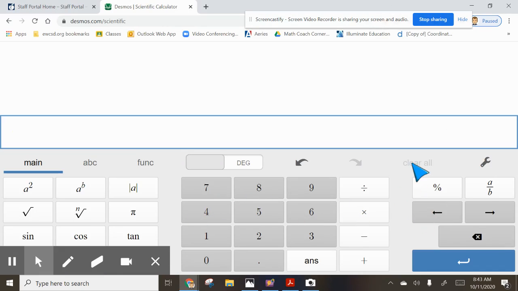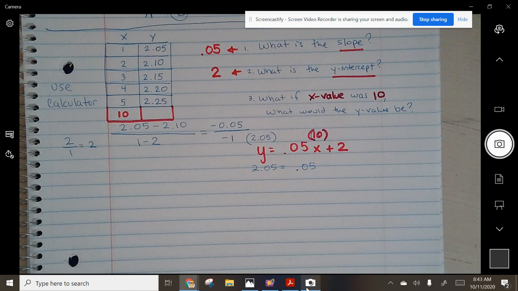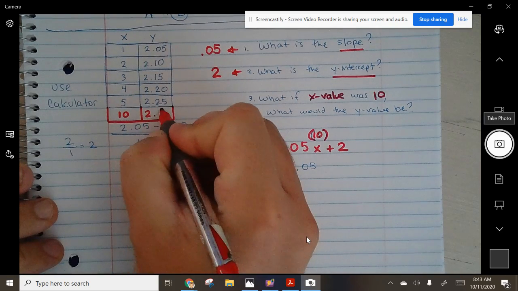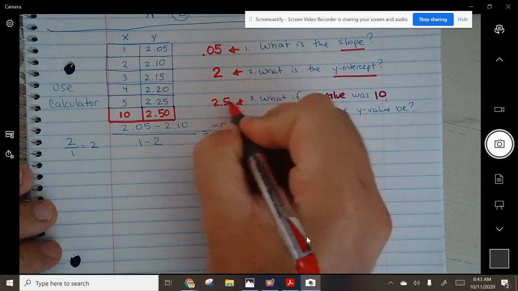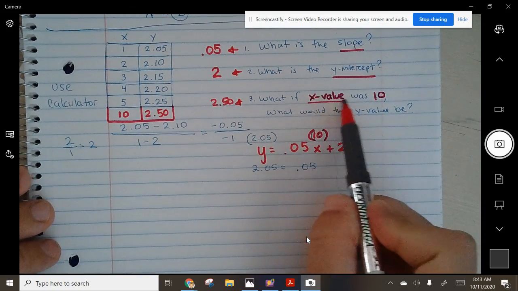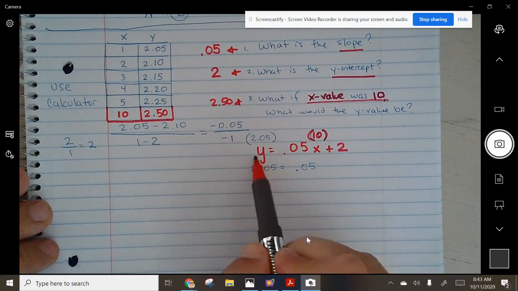And if you wanted to use your calculator, which you should, it would be 0.05 times 10 plus 2. And look what I get, 250. So my answer here would be 250. And all I did, they told me what the x value was. I just had to plug it into my rule.